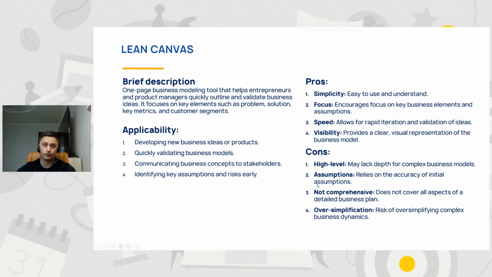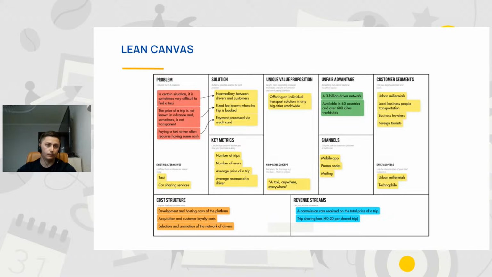Lean Canvas, it's a one-page business modeling tool that can help you to answer some critical questions before you even start with the development of the product. So in this case, it looks like this. We define the problem, why we want to develop our product, then we describe the solution, key metrics, which will help us to understand the success or failure, unique value proposition, unfair advantage, what will differentiate us from our competitors, channels for distribution, customer segments, and early adopters who will start using our product at the very start. Cost structure and revenue stream.